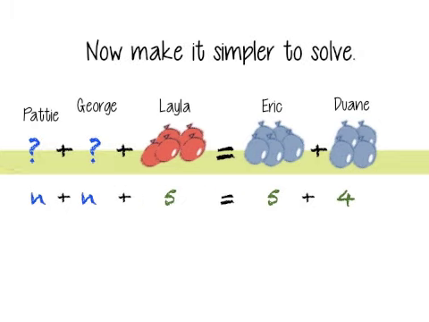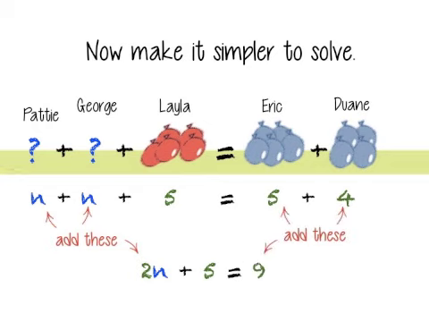We can simplify this equation by combining some of the terms. The 2 n's add up to 2n and 5 for Layla, and Eric and Dwayne add up to 9. So that's our equation. 2n plus 5 equals 9.